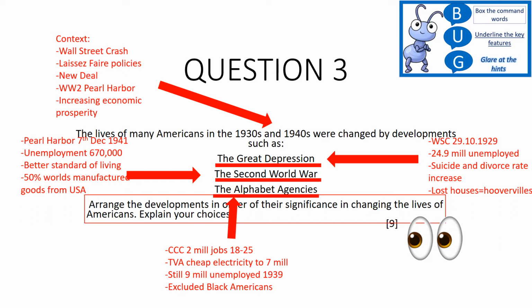So all of that information you will use to assess which is most significant in changing the lives of Americans. Again, it's up to you how you do it. There's no necessarily right or wrong order, but again, you need to be thinking about what changes, how much has it changed, who it changes for, and how long those changes last.